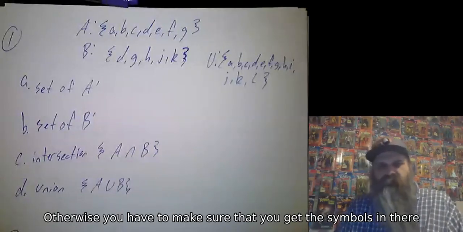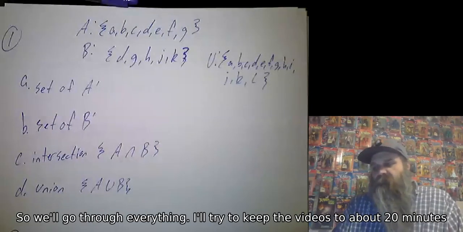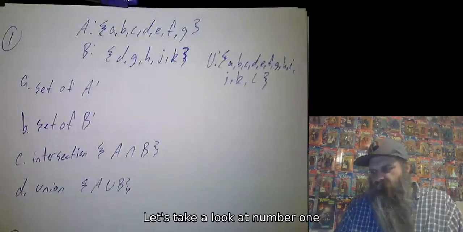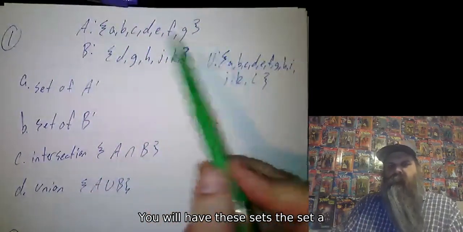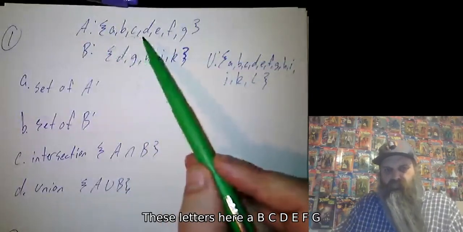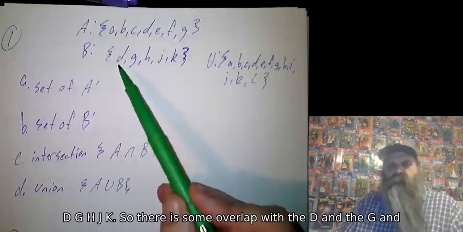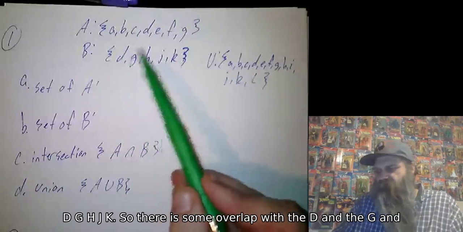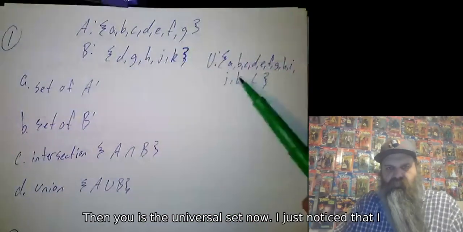Otherwise, you have to make sure that you get the symbols in there. So we'll go through everything. I'll try to keep the videos to about 20 minutes. Let's take a look at number 1. You will have these sets. The set A is these letters here, A, B, C, D, E, F, G. The set B is D, G, H, J, K. So there is some overlap with the D and the G.